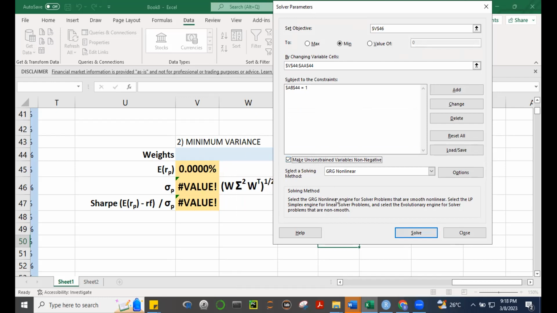Kasi pwede rin mag-short sales. Ibig sabihin ng short sales, magkaka-negative tayo na weight dun sa isang asset. Ibig sabihin, hihiram tayo nun. We're going to borrow that asset, ibebenta natin para makabili tayo ng ibang asset. Tapos later on, at the end of the period, ibebenta natin yung asset na binili natin to buy that asset na hiniram natin. So short sales, I'm sure you have discussed this in your subjects.